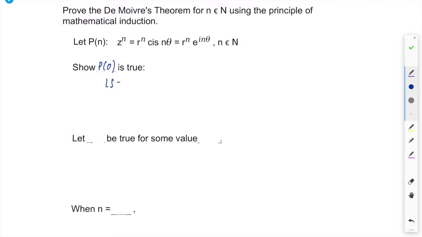Okay, so let's take a look at the left side. The left side is z to the power of 0, which is 1. For the right side, it doesn't matter whether we use polar form or Euler's form, r to the power of 0, cis 0 theta. This is really just 1 times cis 0, which is also the real number 1. If you do the same for Euler's form, it will give you the same result. So we can say that P of 0 is true. So the initial case in our proof is true.